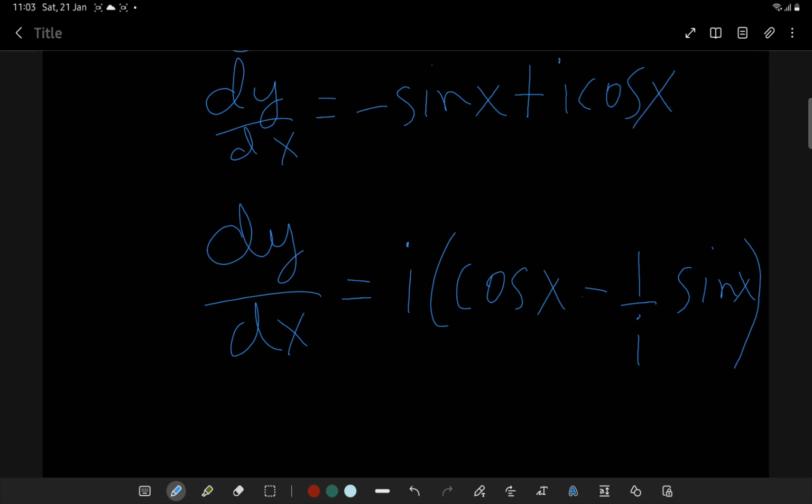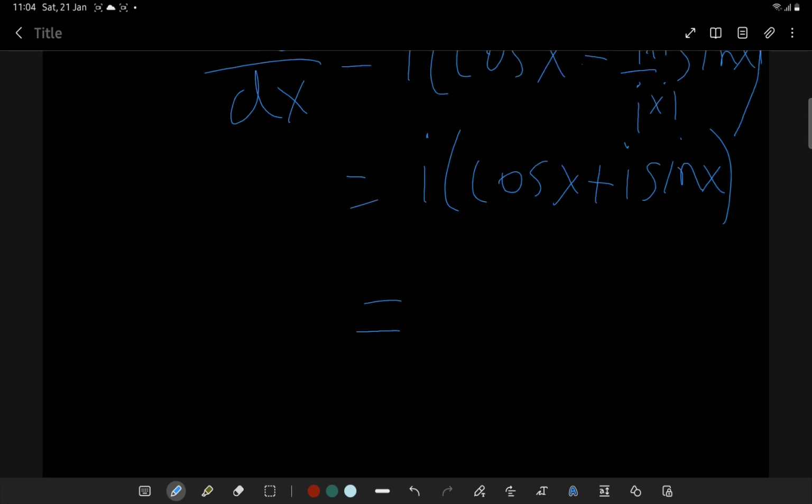Now we'll multiply and divide sin x by i. So now we get that dy by dx is cos x, and this i sin x I'll take as it is, and i into i is minus 1, so I'll take minus i here and it will become plus. Therefore cos x plus i sin x, which is nothing but e power ix according to Euler, which is equal to i times e power ix. See, by using both results we get the same answer as derivatives.